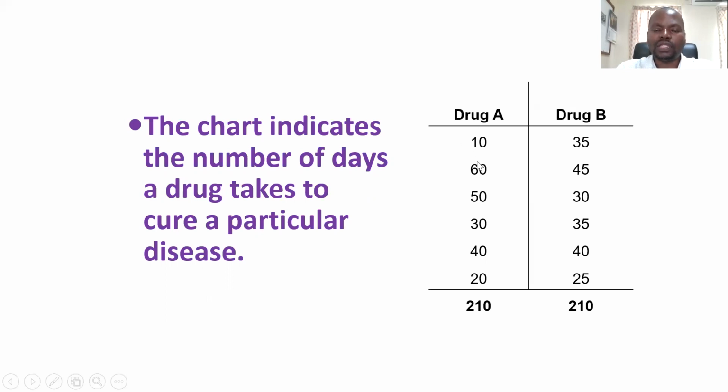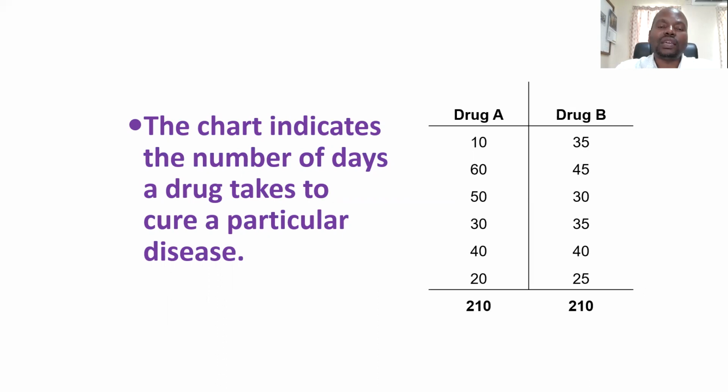So for the first individual, it took 10 days for drug A to cure that particular disease. Another individual, it took 60 days to cure that particular disease. The third one, 50 days. The fourth one, 30 days. And 40 days for the fifth, 20 days for the sixth. And for drug B, 35 days for the first, 45 the second, 30 days for the third, 35 days for the fourth, and 40 days for the fifth, 25 days for the sixth.